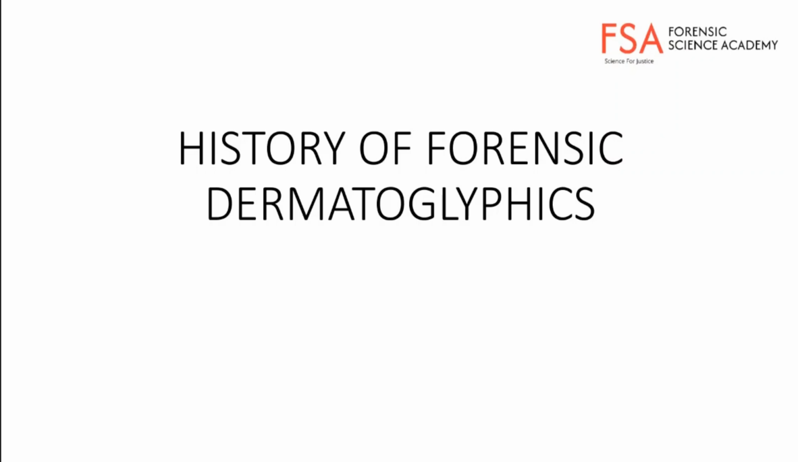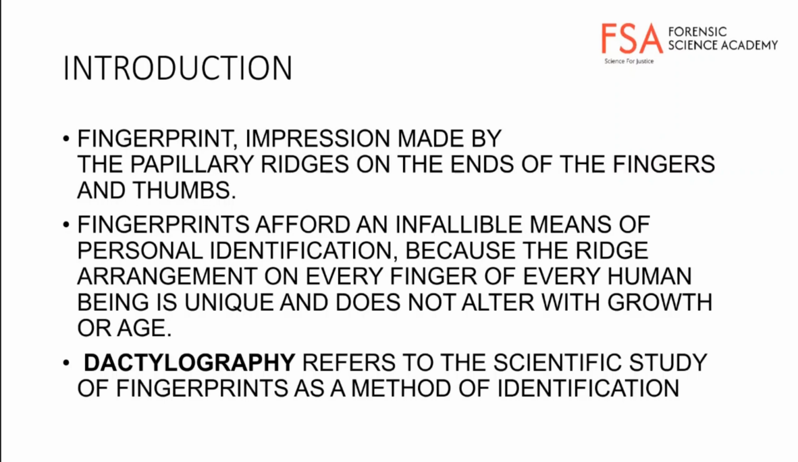Today we are going to cover the history of Forensic Dermatoglyphics in this video. As we have already discussed in the previous video what a fingerprint actually is, let's discuss it for your revision. It simply is an impression made by the papillary ridges on the ends of the fingers and thumbs. Fingerprints afford an infallible means of personal identification because the ridge arrangement on every finger of a human is unique and doesn't alter with growth or with age.